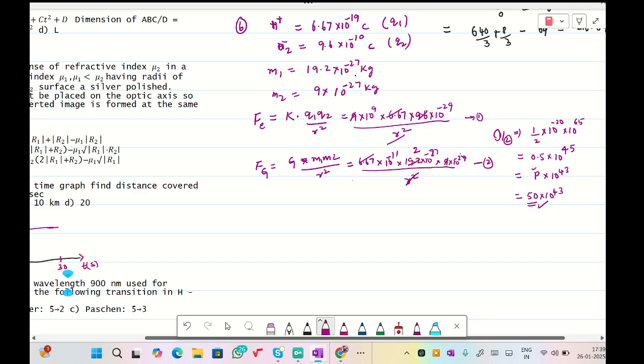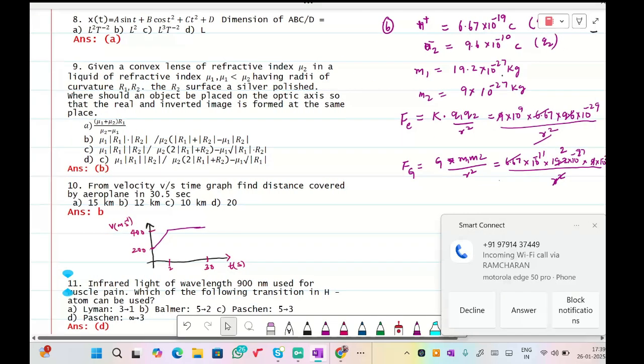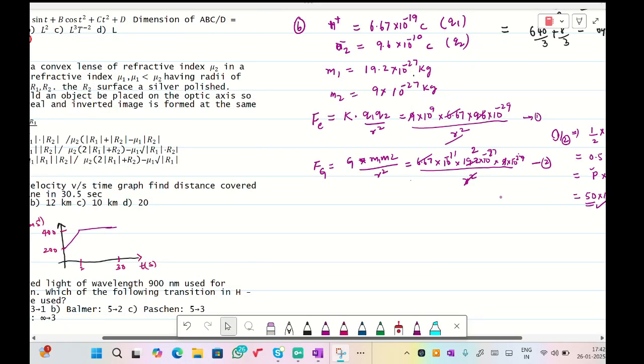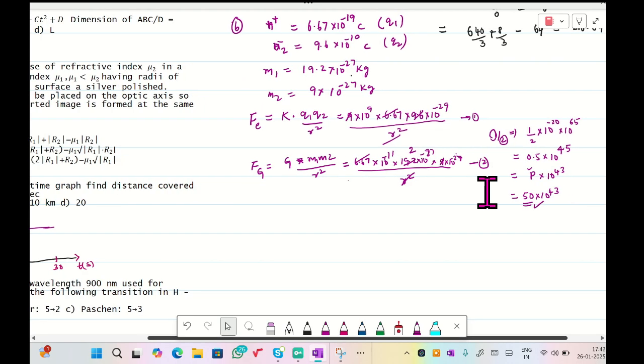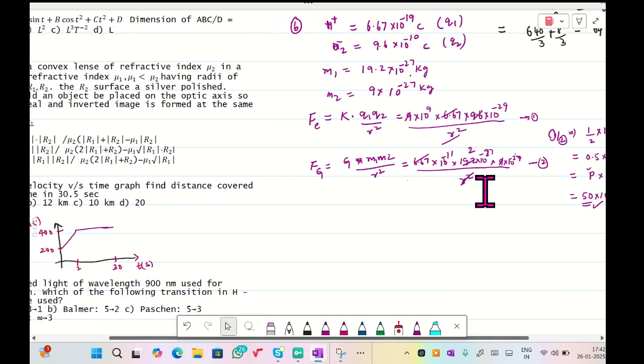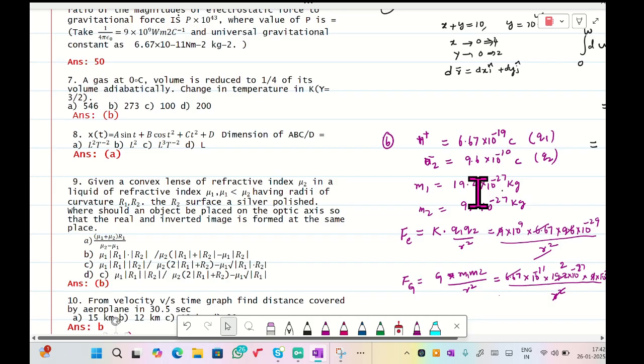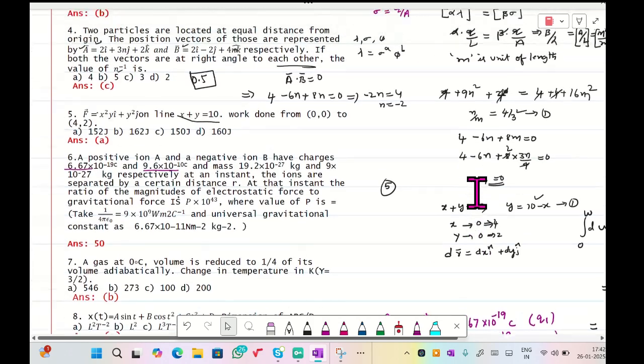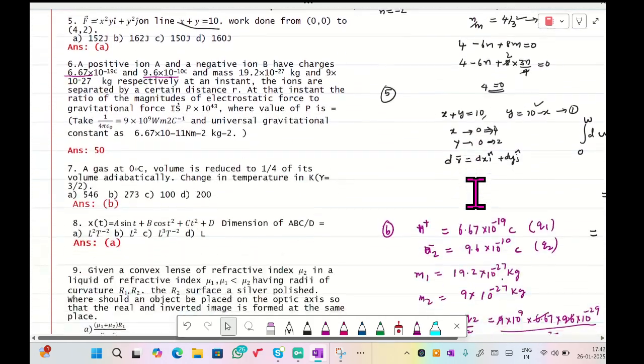So the answer is 50. One minute, right. Sorry for the disturbance, a call came, that's why. So 50 into 10 power minus, the answer is for the 56th one. Over. So yeah, the 8th one, like the second one I think, the third one and the 8th one are the same concept.